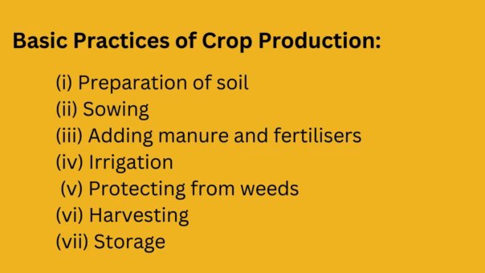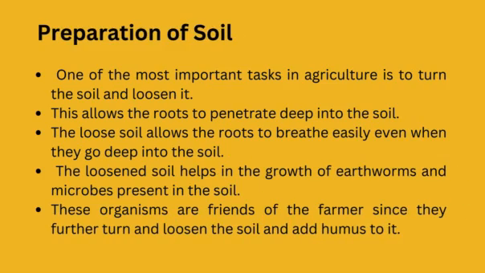One of the most important tasks in agriculture is to turn the soil and loosen it. This allows the roots to penetrate deep into the soil. The loosened soil allows the roots to breathe easily even when they go deep into the soil. The loosened soil helps in the growth of earthworms and microbes present in the soil. These organisms are friends of farmers since they further turn and loosen the soil and add humus to it.